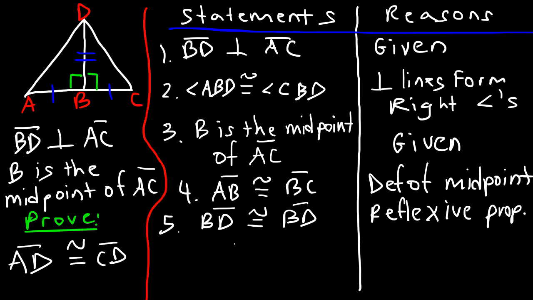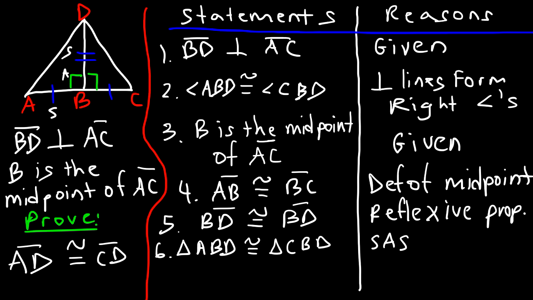Now we can prove that the two triangles are congruent. So we can say that triangle ABD is congruent to triangle CBD. And the reason for that, we have a side, an angle, and a side. So it's the side angle side postulate. And to prove it, we've used statements 2, 4, and 5.